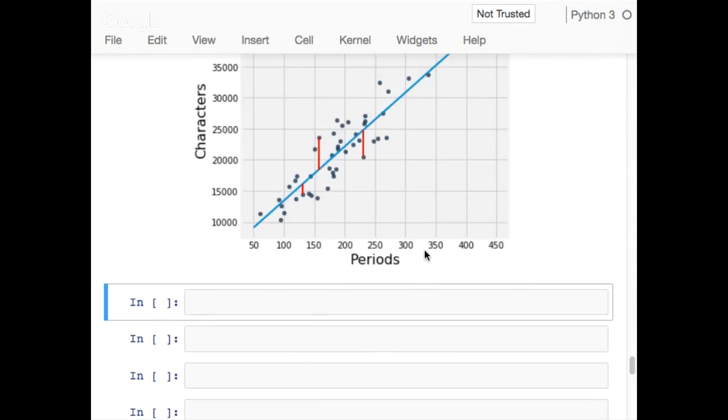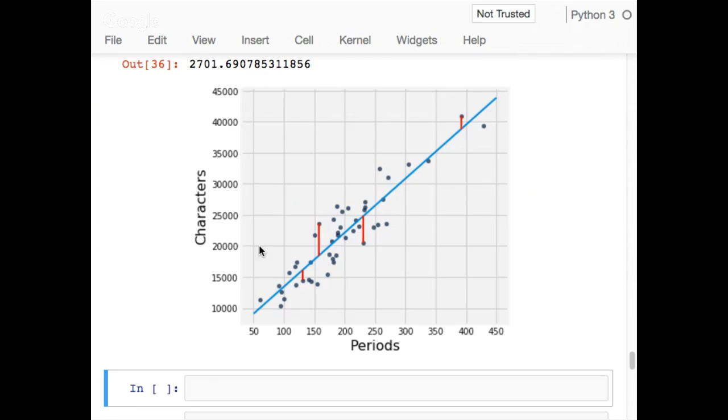But if you were to flip the x and y, you'll notice that it's equivalent to finding a line that minimizes the horizontal error here. So whatever you're trying to predict, that axis is the error you're trying to minimize. In this case, we're trying to predict y values, so we minimize this error here.